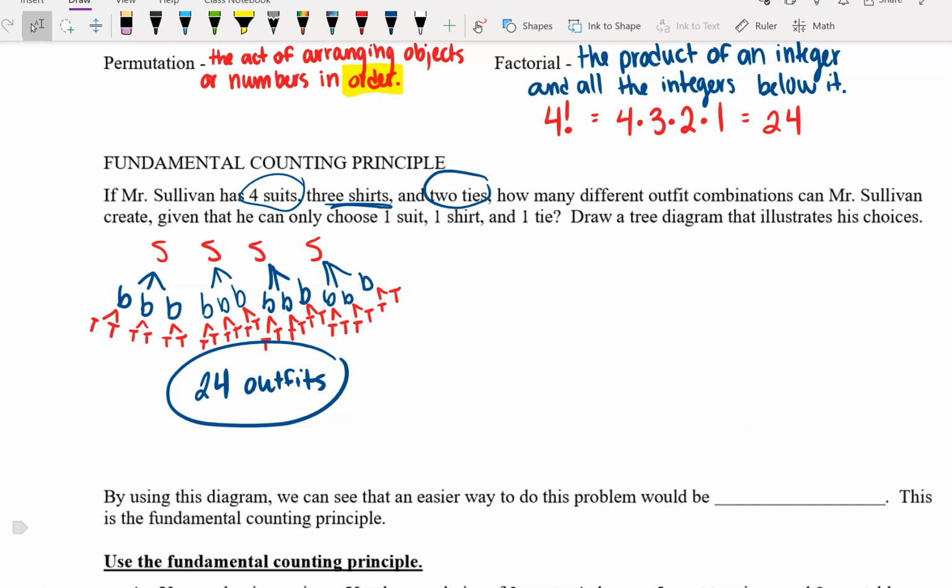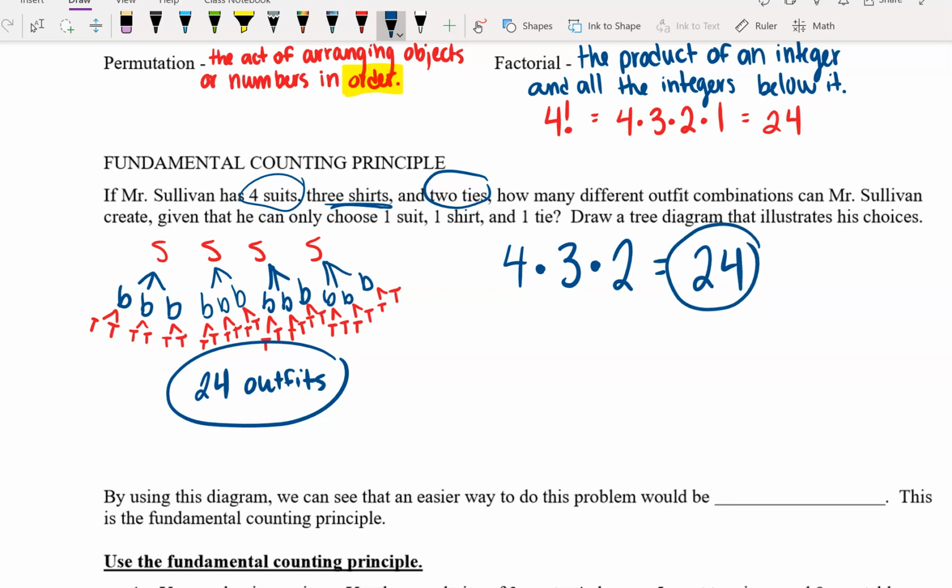There's an easier, quicker way to do this than drawing the tree diagram, and it's called the fundamental counting principle. You multiply together the 4 suits times the 3 shirts times the 2 ties. 4 times 3 is 12, times 2 is 24, and that gives us our 24 options. So we just multiply together the number of options that we have. By using the diagram, we can see that an easier way to do this would be multiplying.